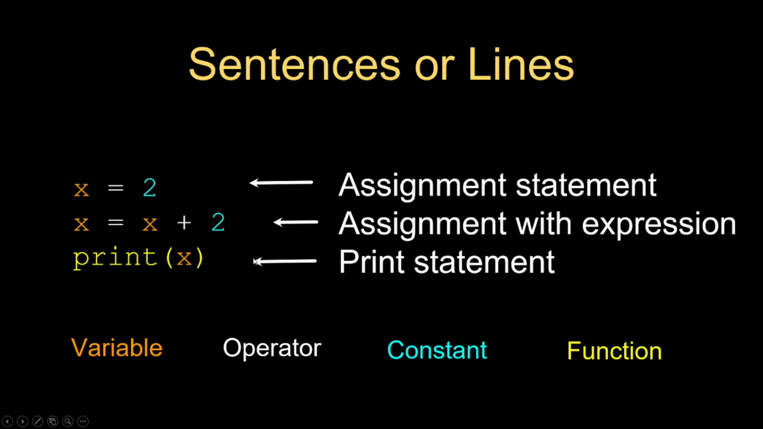This is a print statement, since you are essentially printing whatever the value of x is here. As for the color coding, you might have noticed that the variable x is color coded orange, the operator is white, the constant 2 has its own color, and the function has another. Later on we'll see more functions in our program. This set of sentences is actually a valid block of code in Python.